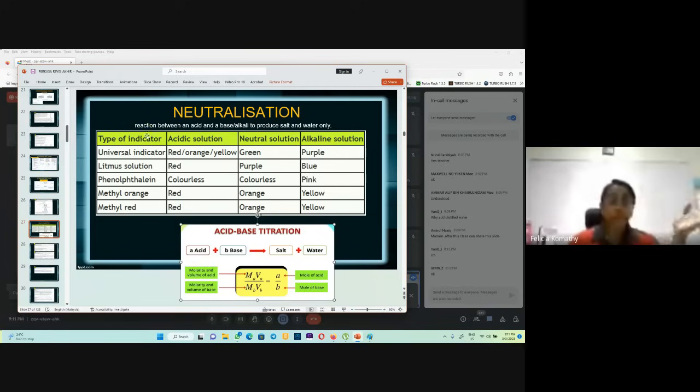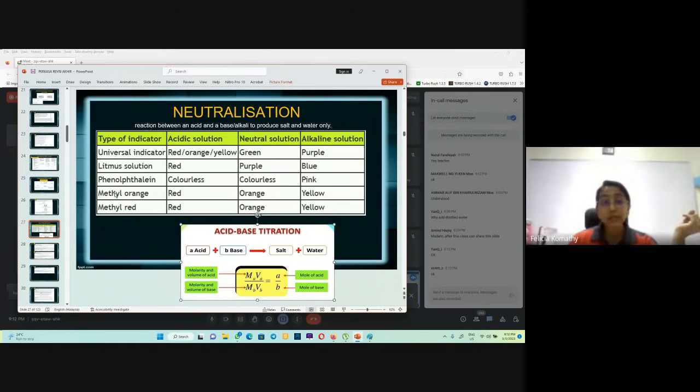You must know the type of indicator. Actually, very commonly used is phenolphthalein. Students, make sure you know how to spell phenolphthalein. If you wrongly spell the name of phenolphthalein, you will be losing mark. So make sure focus on the spelling. Second, you must know the color change. Phenolphthalein in acid and neutral will be colorless. Only in alkaline will be pink. So you must know the color of the respective indicator in the certain solutions so that you can determine the color of the endpoint of neutralization correctly.